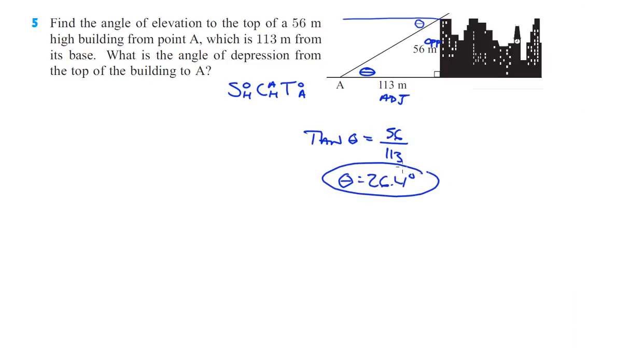26.4 degrees is this angle, which is also the angle of depression from the top of the building to A. They're both the same measure. All right, moving on to number 7.